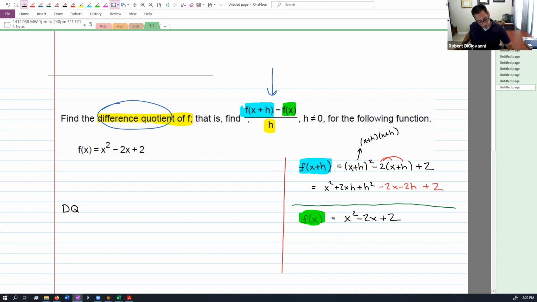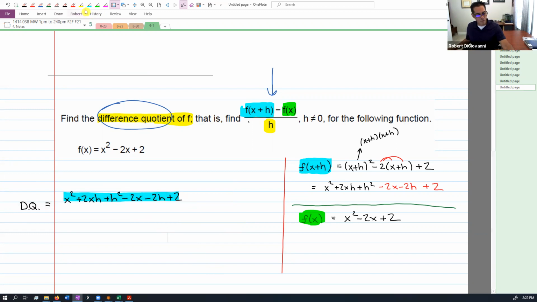I'm going to write DQ, not for Dairy Queen. Difference quotient should be equal to the blue part, which we said was x squared plus 2xh plus h squared minus 2x minus 2h plus 2. That's the blue. I'm going to move this over a little bit.